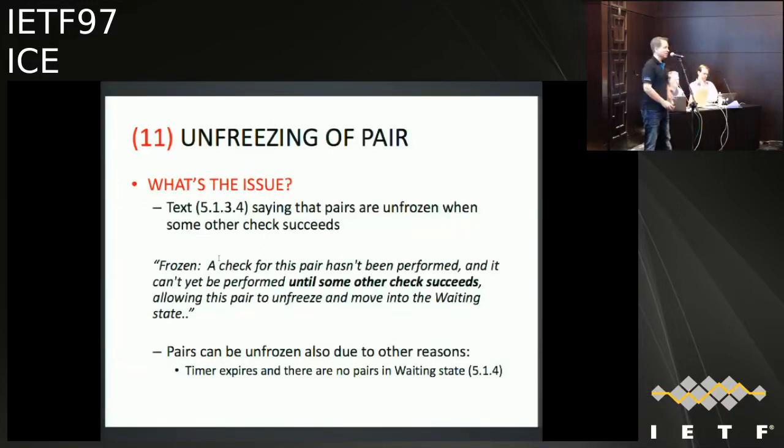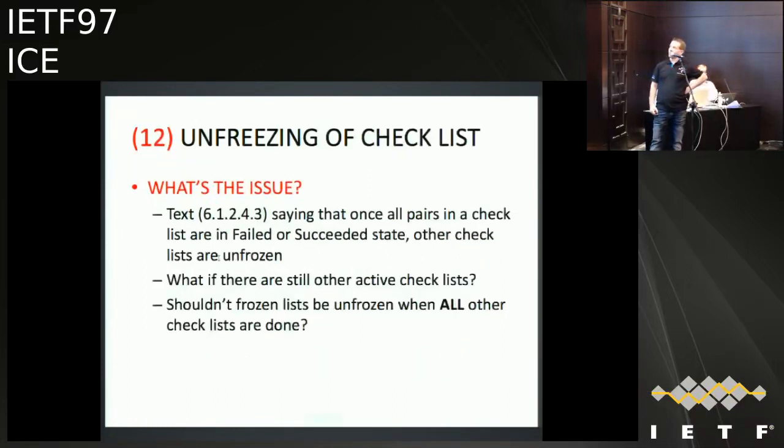Unfreezing of checklist, and this is maybe a little related. No, I don't actually think this is the EMIS issue. This is another issue. For example, you have text saying that once all pairs in a checklist are either in failed or succeeded state, which means you have tested them all, the other checklists are unfrozen. That's a little strange for me, because say you have one checklist where it's done, but then you have another checklist which you are still working on. So why should you then just go and unfreeze everything else? I mean, you should work with that one and test those things and go on.